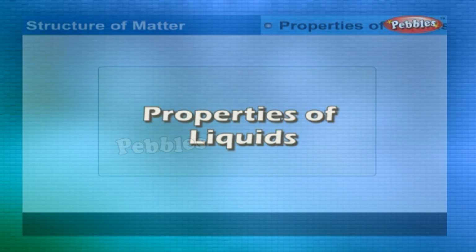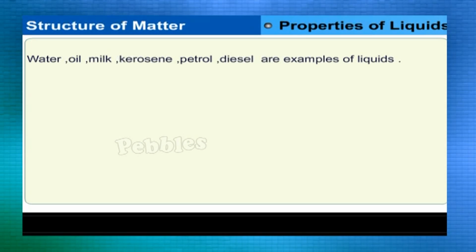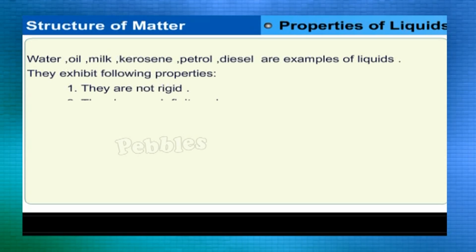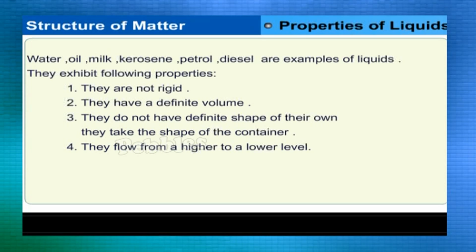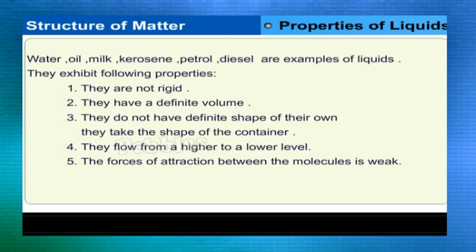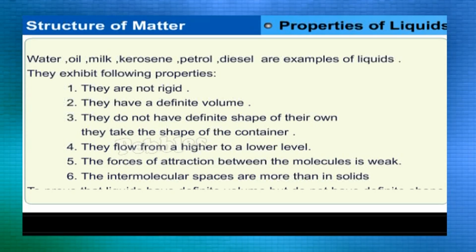Properties of liquids. Water, oil, milk, kerosene, petrol, and diesel are examples of liquids. They exhibit the following properties. They are not rigid. They have a definite volume. They do not have a definite shape of their own. They take the shape of the container. They flow from a higher to a lower level. The forces of attraction between the molecules are weak. The intermolecular spaces are more than in solids.